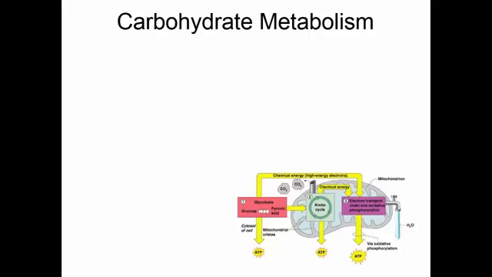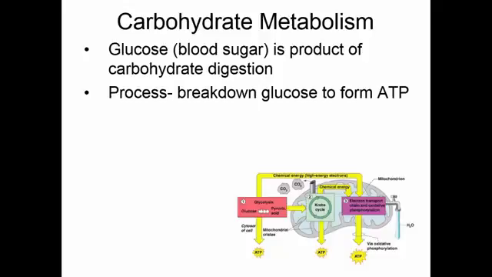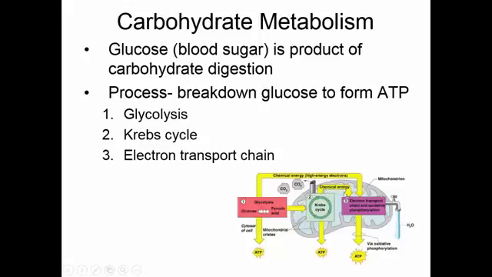Most of our metabolism is based on using carbohydrates. Glucose, or blood sugar, is the product of carbohydrate digestion. There are 3 steps involved in breaking down glucose to form ATP. We have glycolysis, which is breaking glucose down to a 3-carbon substance known as pyruvic acid. Then we have the Krebs cycle, and this is how we break down carbon some more. The electron transport chain is where we make most of the ATP.